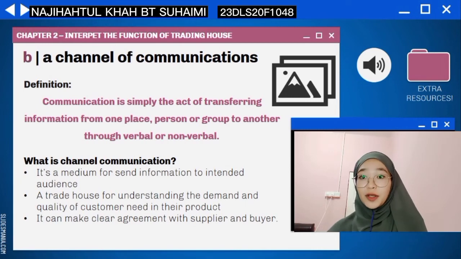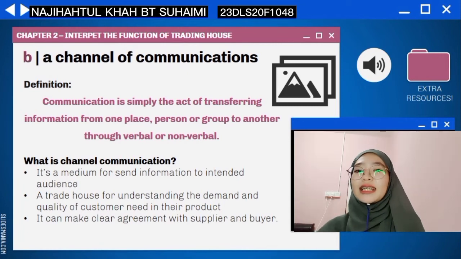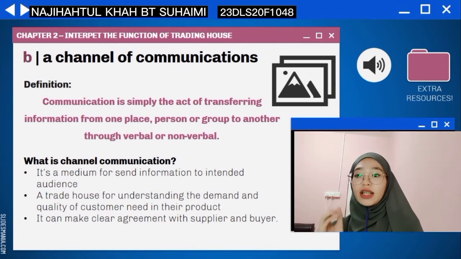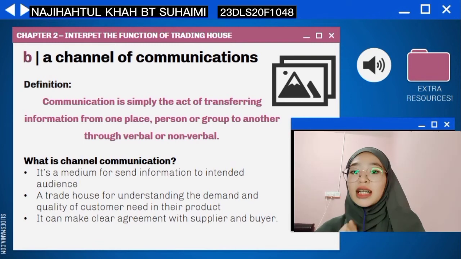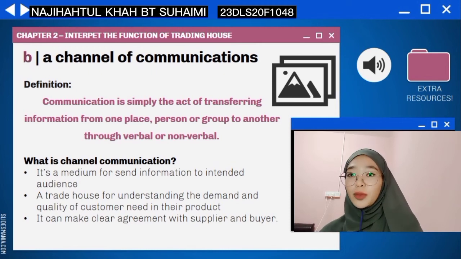Next, the channel of communication. So, what is communication? Communication is simply the act of transferring information from one place, person, or group to another, through verbal or non-verbal means. Every communication involves at least one sender, a message, and a recipient. This may sound simple, but communication is actually a very complex subject. In other words, communication includes more than one person to elaborate and understand the information in order to take action.